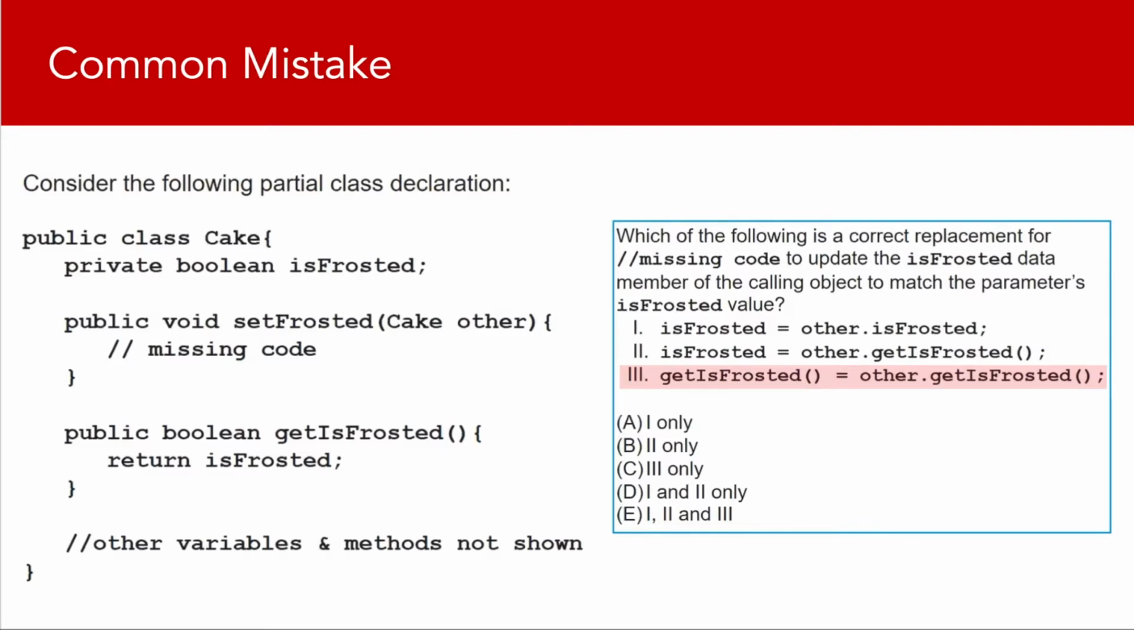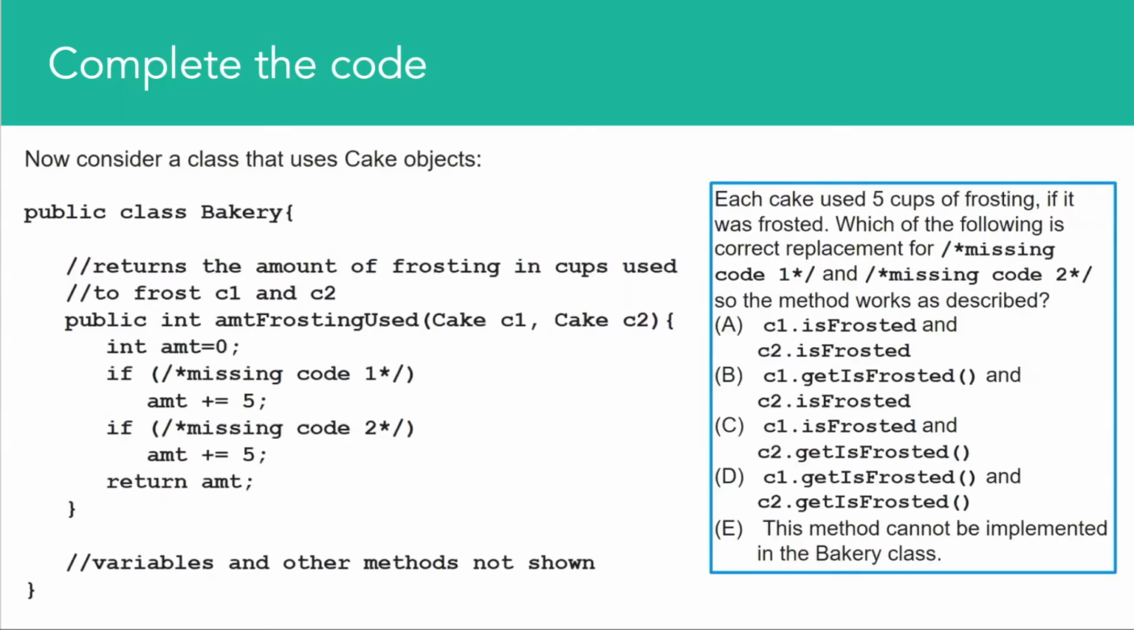Accessor methods cannot be assigned values, so this third option is incorrect. Let's complete this code. Now consider a class that uses cake objects. This class is outside the cake class and it's called bakery. Each cake used 5 cups of frosting if it was frosted.